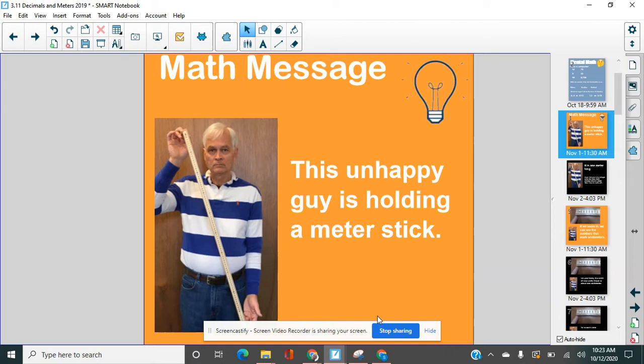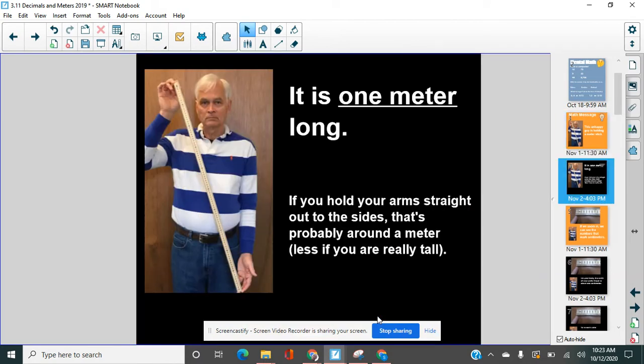Okay. A meter stick is 1 meter long. Right? That stick that you're seeing right there is 1 meter long. If you hold your arms straight out to the sides, everybody do that. Take your arms, stretch them way out to the side. That's probably around a meter, right? Now, if you're really tall, you probably have to push your hands in a little bit, right? Because you could probably stretch farther than a meter. Tall folks like Mr. White, so you kind of move your hands in a little bit. But that's the general idea, right?